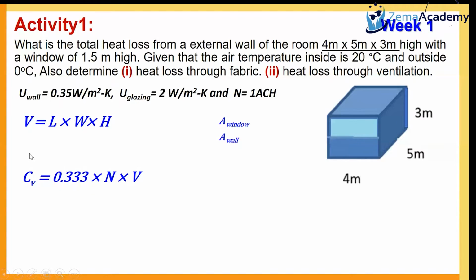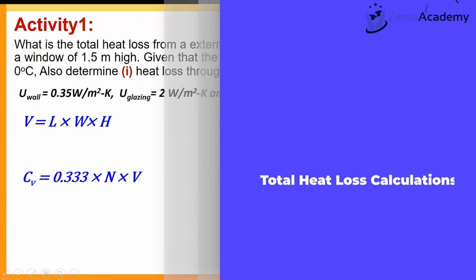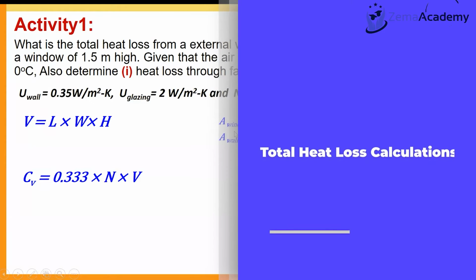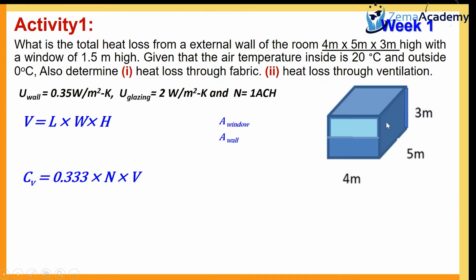So let me know when you have calculated the volume, ventilation conductance, and the area of the wall and area of the window. The area of the wall is just the one with the window or all of them? No, we are just considering heat loss from the wall that is facing us. We are not considering the other 3 walls. Yeah. Right, thank you.